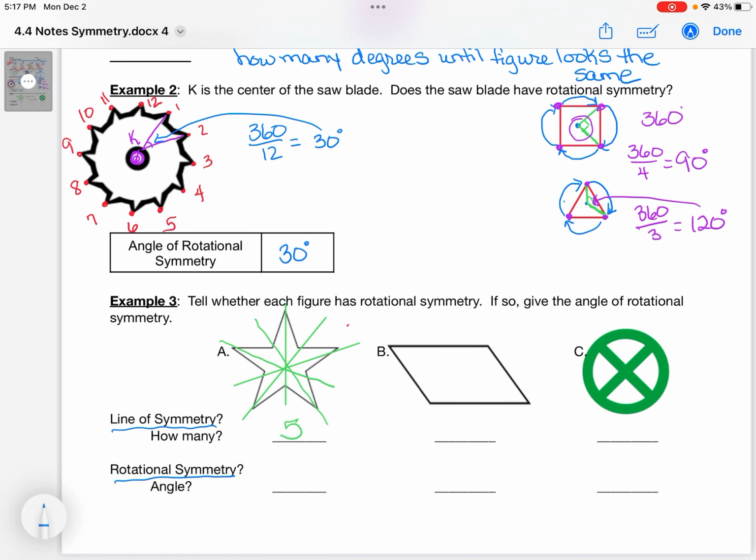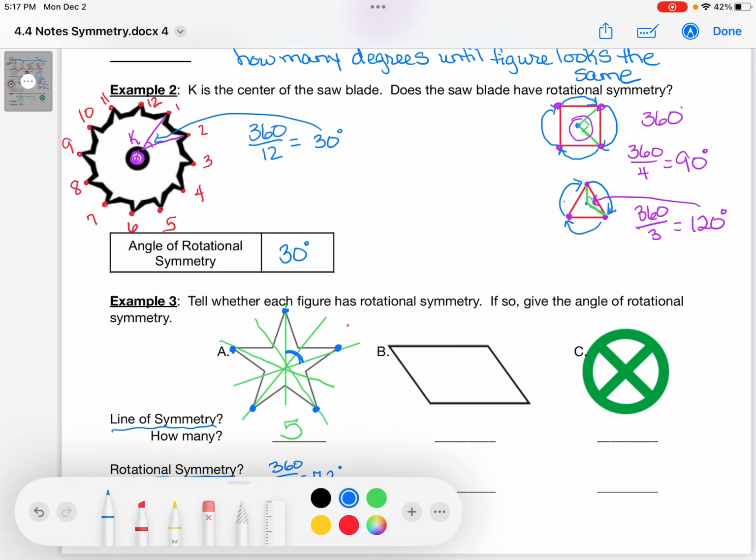When I'm talking about rotational symmetry, I'm talking about this point to this point. So I'm talking about this angle. I'm not stopping at each line. I'm just stopping at the angles. So I have 5 points over 360, and that's going to be 72 degrees is how far a point has to go around the center to look exactly the same.